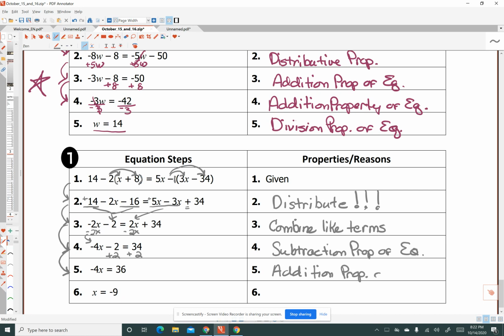And finally, x is being multiplied by -4. To isolate x, we need to divide both sides of that equation by -4 using the division property of equality.